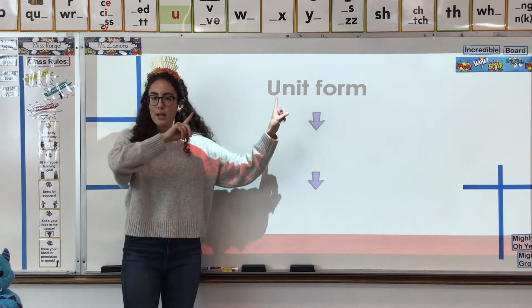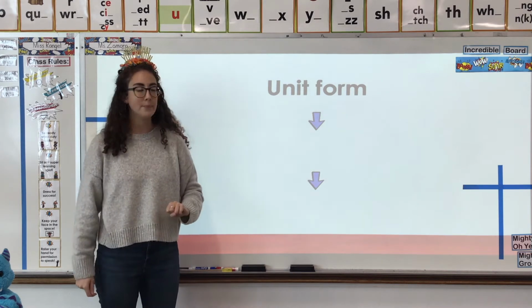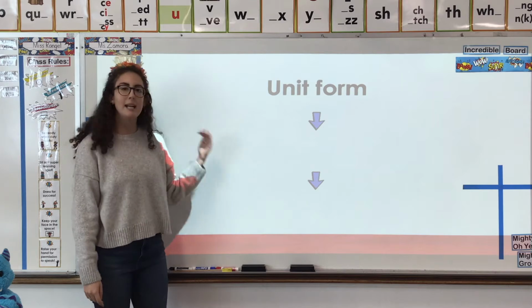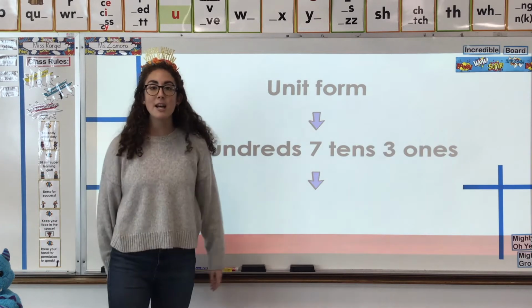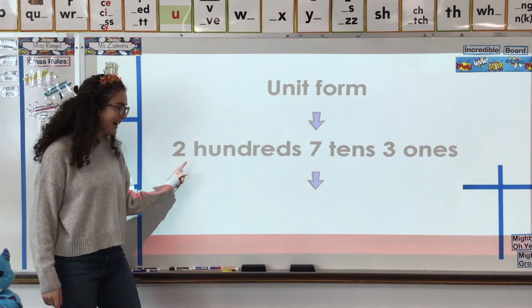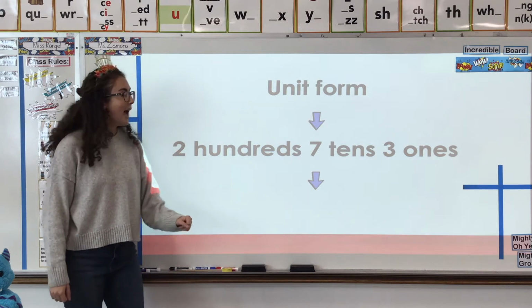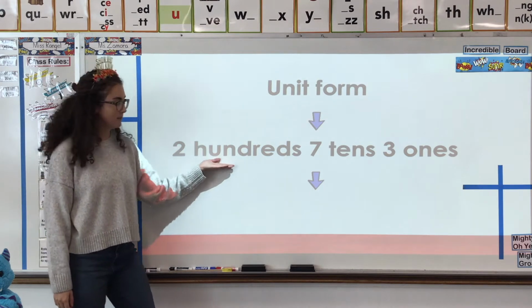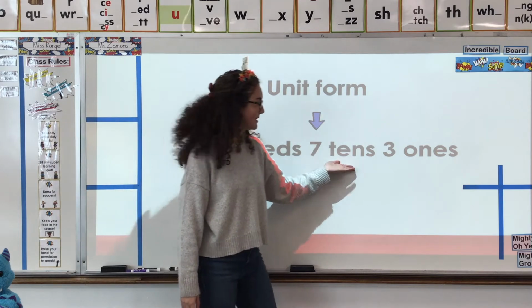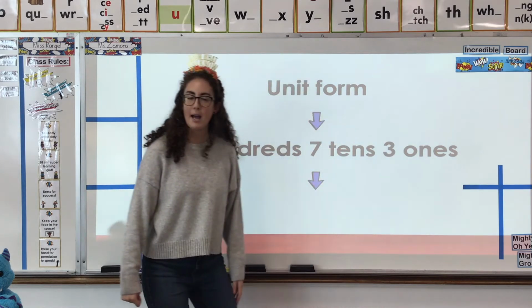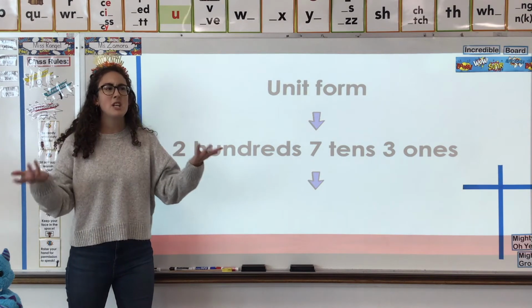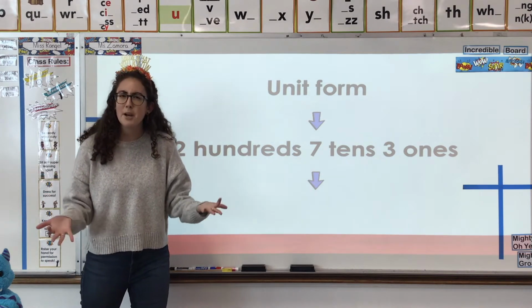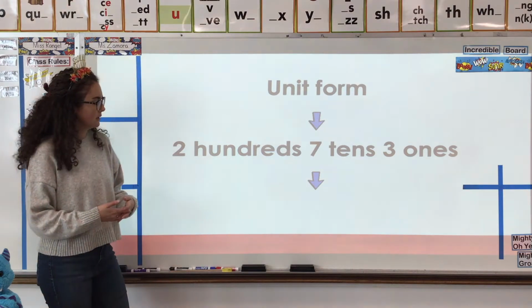unit form, that's the second form. If we're going to write a number in unit form, we would write 273 as 2 hundreds, 7 tens, 3 ones. So what does it mean to write a number in unit form? Do you remember? What's the definition?